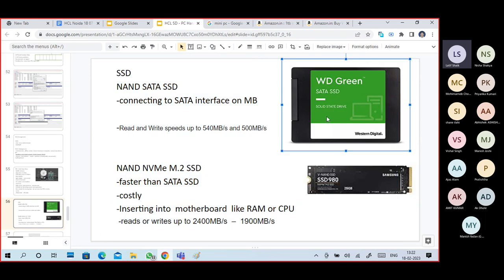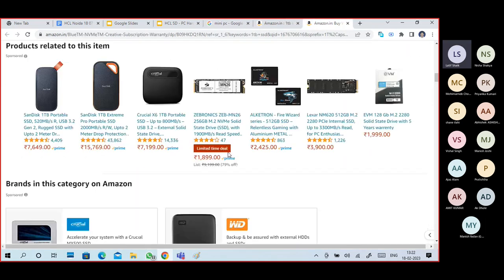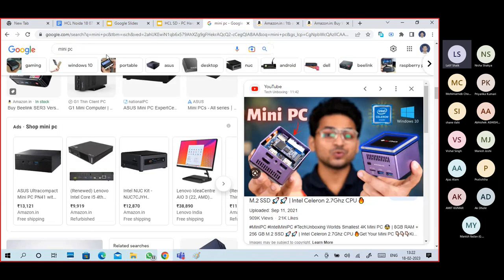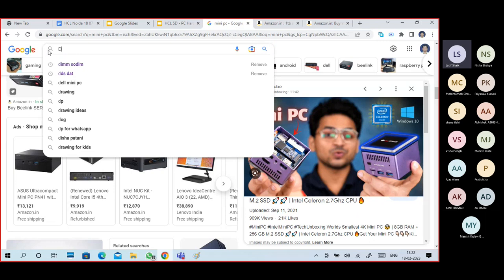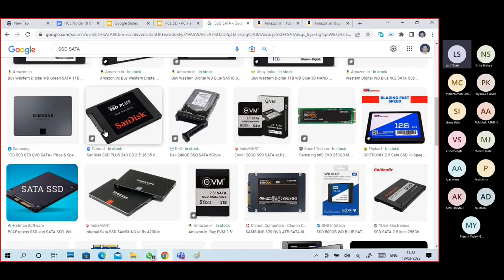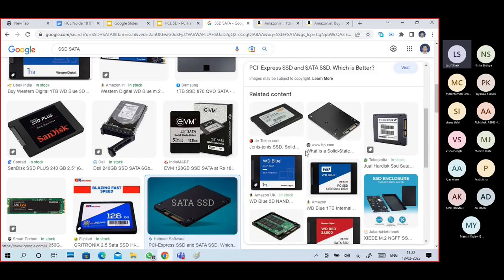Actually, if it is the reverse side, we can easily understand. So these are the SATA interface SSDs. You can see SATA, same as a SATA hard disk. You can see this is the SATA data cable and SATA power cable. We can connect it.